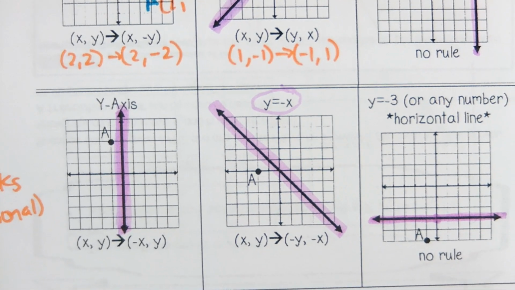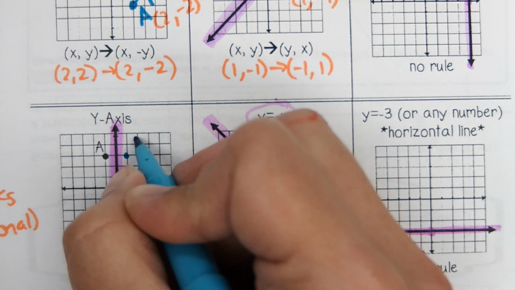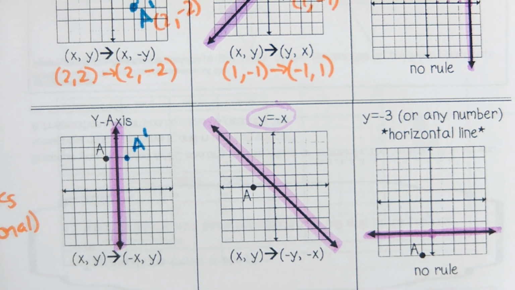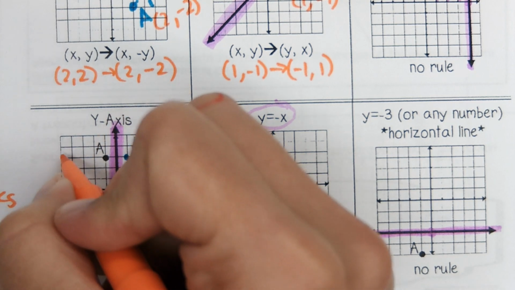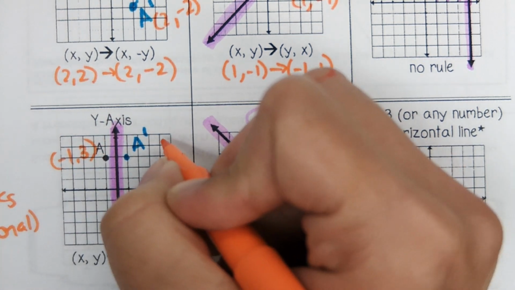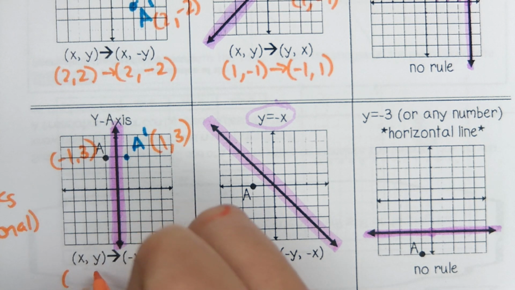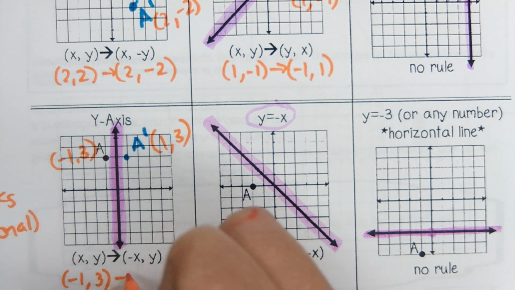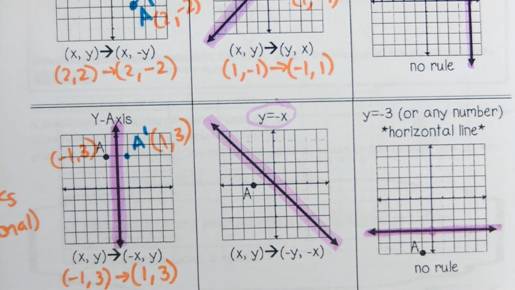And then this one here, reflecting over the y-axis, it's 1 unit away, so we put it 1 unit away over here, A prime. The original A is at -1, 3, and then A prime is at 1, 3. So (x, y) becomes (-x, y), -1, 3 becomes +1, 3, like opposite side.